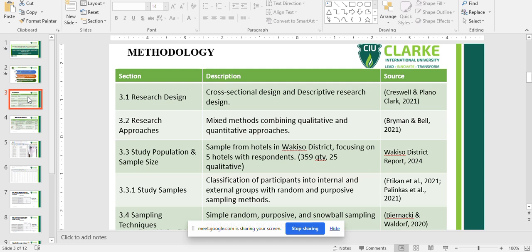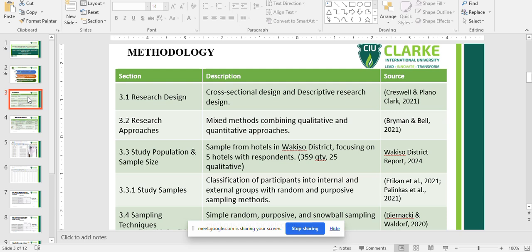And also now, when this data was collected and analyzed, because this is a mixed study, I used explanatory sequential approach to explain quantitative data using qualitative data.